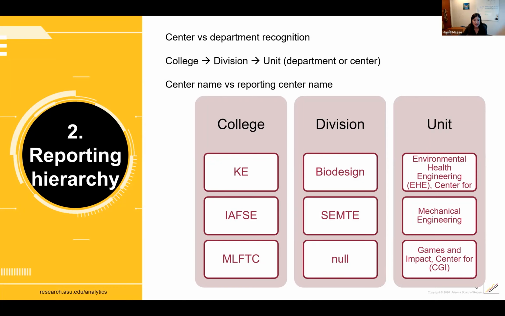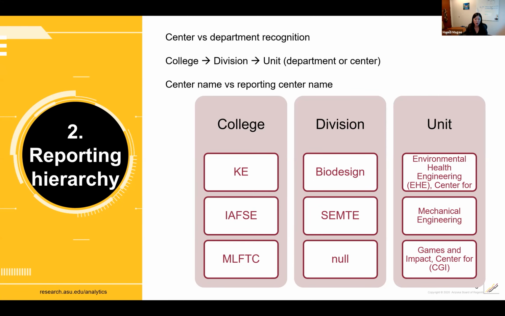So that would be a center, it would roll up to whatever division, or maybe it doesn't roll up to a division at all. Maybe it rolls directly up to the college, in which case, in my third example, this division part will be null. As you get more familiar with our reporting hierarchy, you will find that half the time the division is null because there isn't that secondary tier that is necessary for that college level entity. So that, I think, is a fairly easy concept to understand.